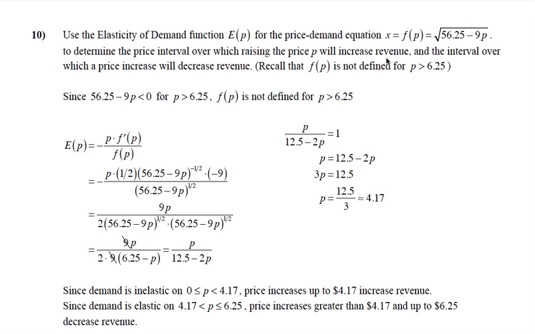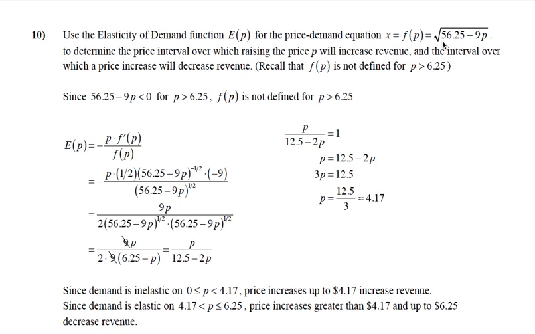For the price-demand equation, x equals f of p equals the square root of 56.25 minus 9p, question 10 asks us to determine the price interval over which raising the price will increase revenue and the interval over which a price increase will decrease revenue. And to do that, we need to determine the elasticity of demand function and use it to find those intervals.